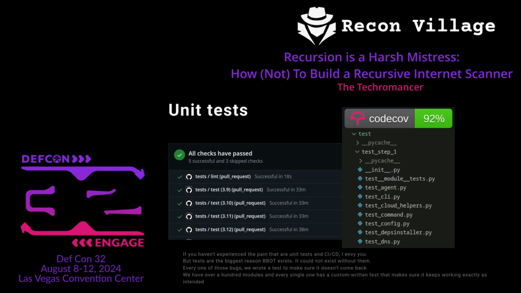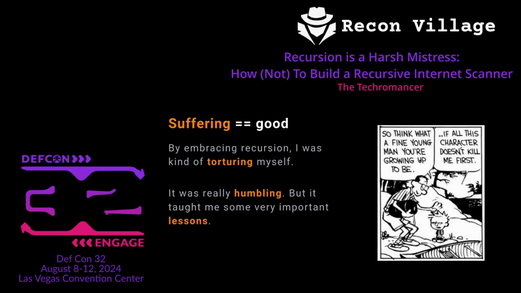And all of this runs every time you push new code to BBOT. So basically, this is the structure that's holding it all together and holding it up and making sure that it stays stable.